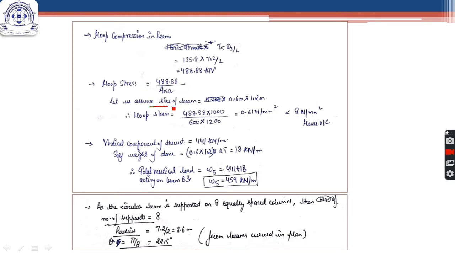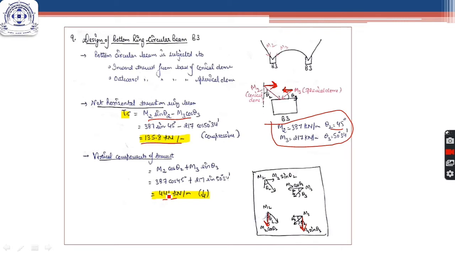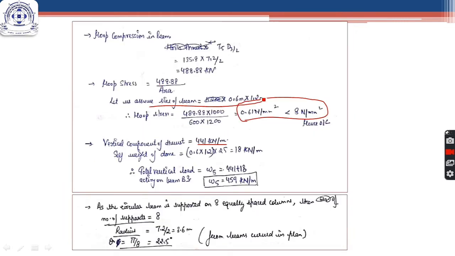So we will have to assume this cross section here. So the hoop stress acting on the beam will be the hoop compression divided by the area of cross section, which is 0.6 into 1.2 meter, and it is coming out to be less than the permissible values. Now the vertical component of thrust was coming out to be 441. The role of hoop compression is just to perform this check that whether we have assumed this size of the beam correct or not. This will not be used in the calculations much.